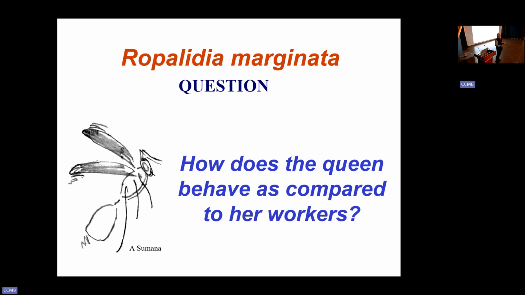So I hypothesized that if they can all do everything, maybe they don't do everything to the same extent. Maybe there is a quantitative difference between queens and workers in their behavior rather than a qualitative difference. So this was early 80s. I developed methods to measure their behavior. And I measured their behavior in two ways. One is I calculated the proportion of waking hours which each wasp spends in each behavior.